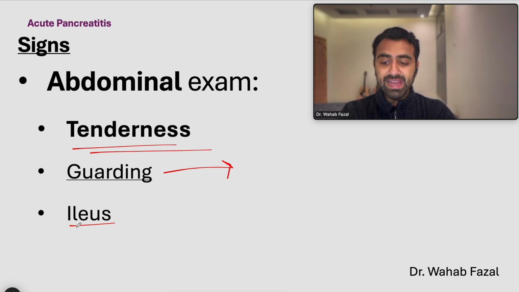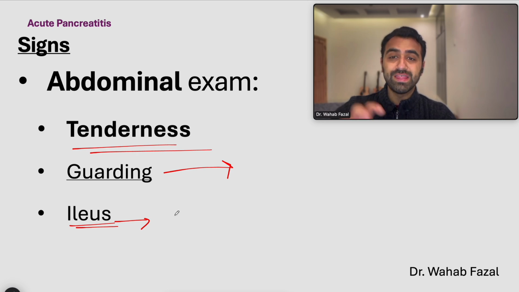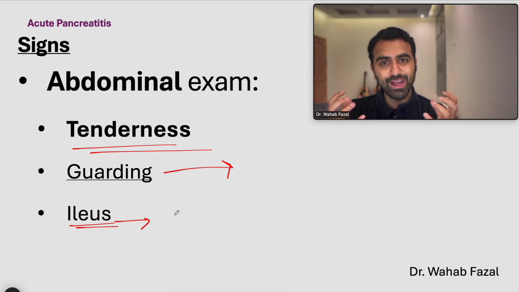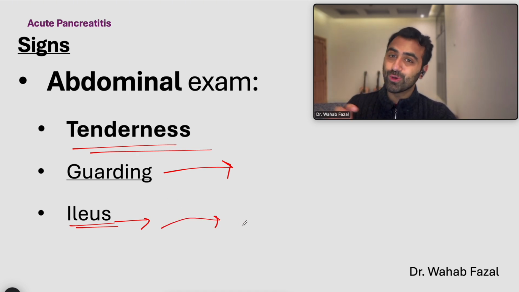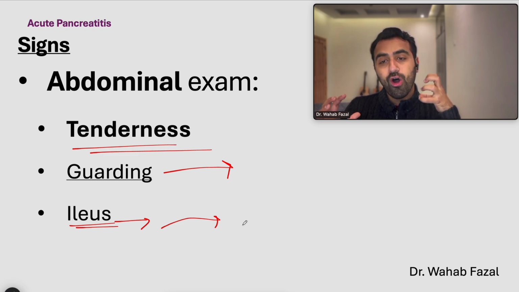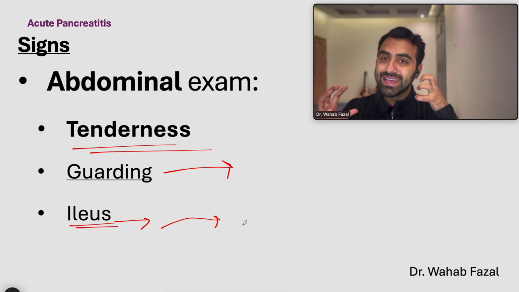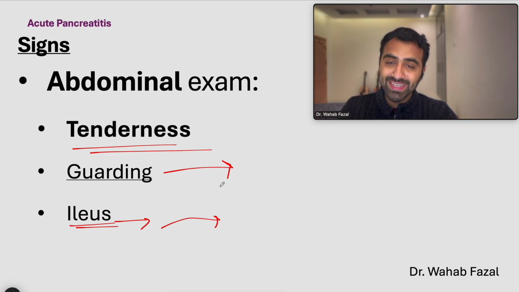And then ileus. What is ileus? Remember, ileus is something like a functional bowel obstruction. When the motility of the bowel gets disturbed, there is less motility, no movement inside the bowel. This is a functional obstruction, meaning even though there is no physical thing blocking the colon or intestines, the movement inside the bowel is so reduced that it's almost obstructed. This is called ileus. And why does it happen?